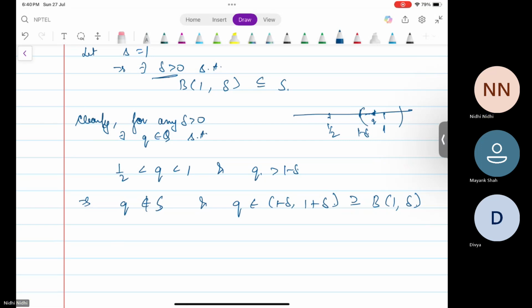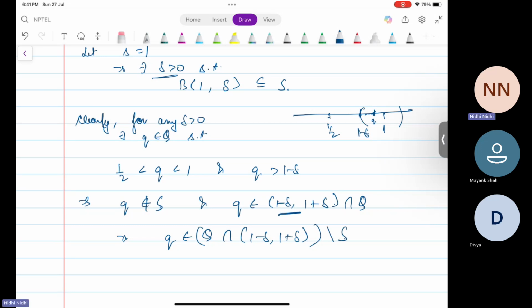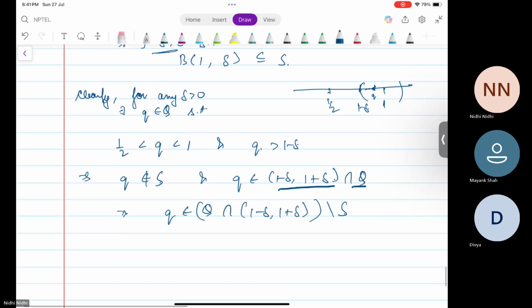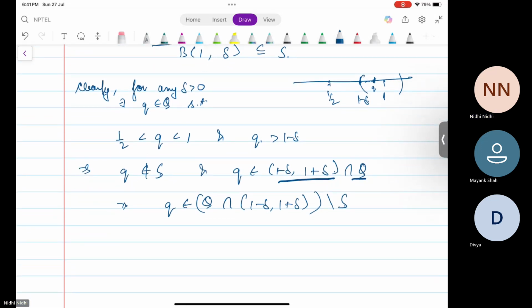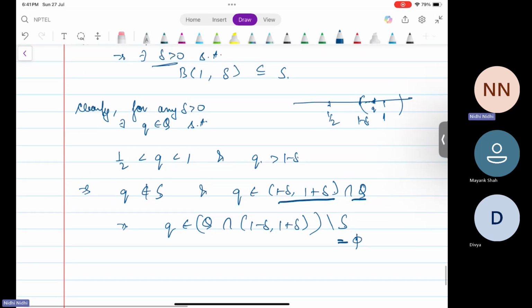So anyways, this implies q belongs to the set Q intersection, so we can write it better like this: Q intersection 1 minus delta to 1 plus delta, minus S. Because q is not in S, but q is in this neighborhood intersection Q. But this is empty. Why? Because this ball is contained in S. Now this gives us a contradiction.